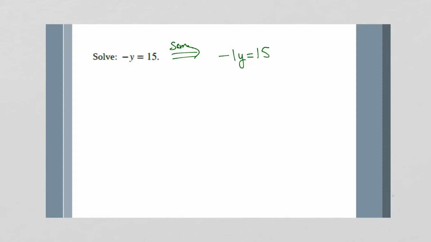So now you don't want a negative sign in front of your variable. You want just the plain old variable. So in order to do this, I usually divide. You could multiply, but I usually divide. So negative divided by negative is a positive. So I've got that y is equal to -15 here.